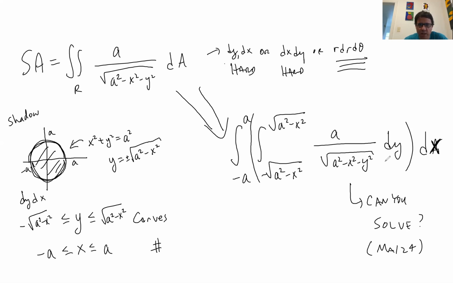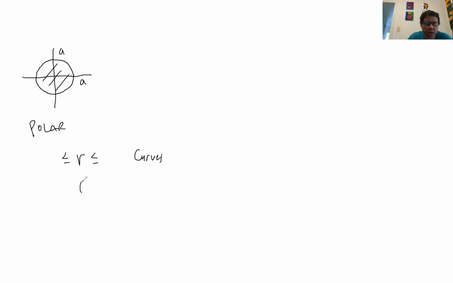And I don't see it right off the bat. So let's convert this to polar. It's good practice anyway. So our shadow region here again, it's a circle. A. If I write this in polar, then that means that r is between two curves and theta is in between two numbers.